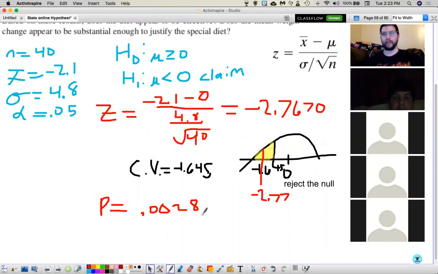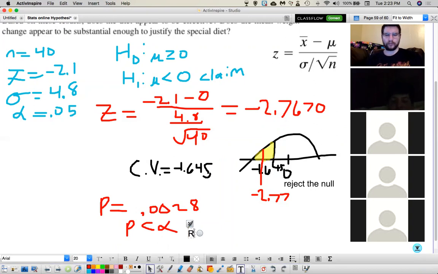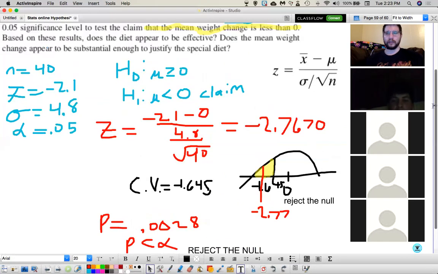Another reason I like the p-value method is because I can see just how sure we are. Because remember, we're comparing this to alpha. If it's just barely less than alpha, then if I use a lower significance, it's not going to work. But for this one, even if I use an alpha value of 0.01, it's still going to be less than alpha. So I'm pretty certain on this one. P is less than alpha, regardless of what kind of alpha you're looking at. That means I'm going to reject the null. And if I do that, I support the claim.